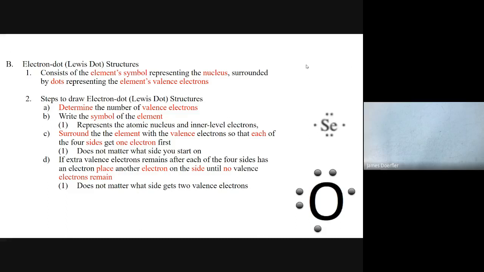Again, it does not matter what side you start on. If you have extra valence electrons, then you start placing one on a side until no valence electrons remain. Again, it does not matter what side gets 2 electrons. Me personally, I'm all about symmetry, so oftentimes when I do them, I try to make them as symmetrical as possible. You don't have to do that, but it's just a thought.